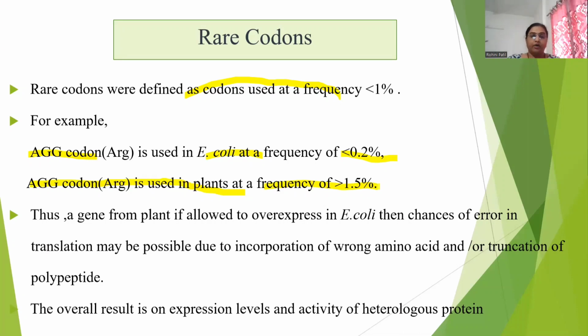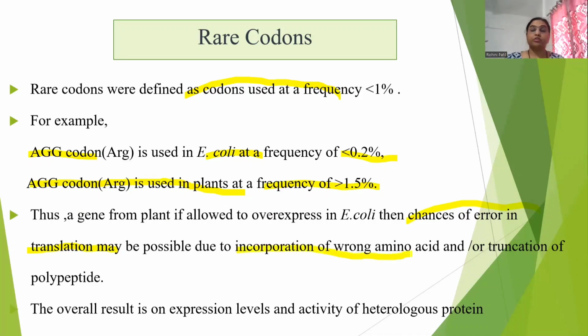Now the gene from the plant has been cloned into E. coli, so it is now in that gene sequence. There may be the presence of this AGG, which is a rare codon in E. coli. And your gene is under a strong promoter, and you want overexpression of the gene. At that time, what may happen? There are chances of errors in translation due to incorporation of the wrong amino acid.